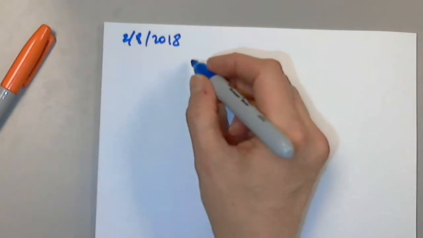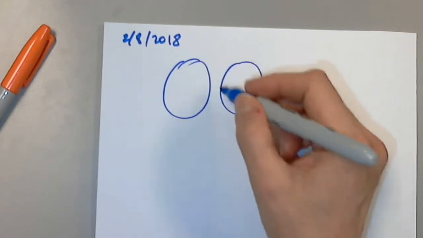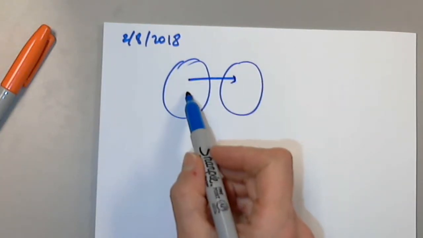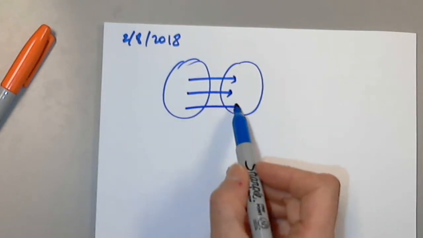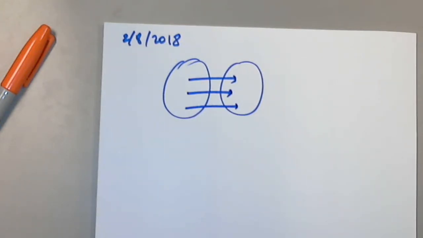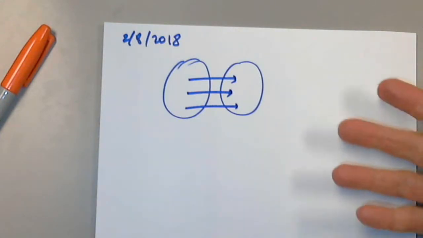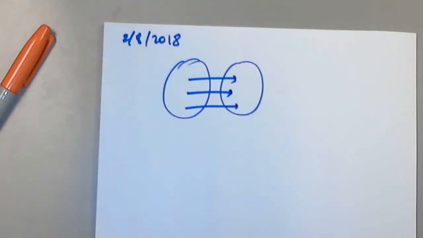How to define a function. So we looked at 3 scenarios. I'm just going to go back to one of them. So was this a function? It was even one-to-one because I can create an inverse function as well.